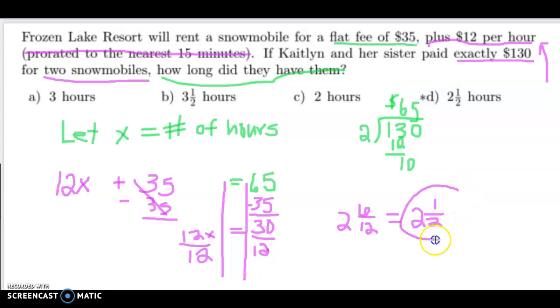So it looks like I'm renting each snowmobile, bam, for a total of 2.5 hours. And here is my answer right here.